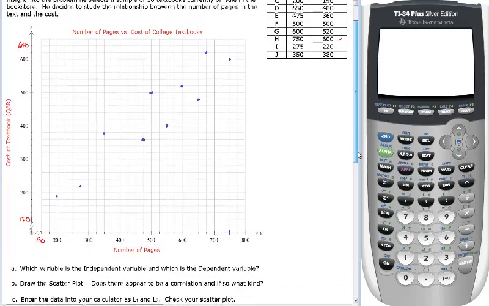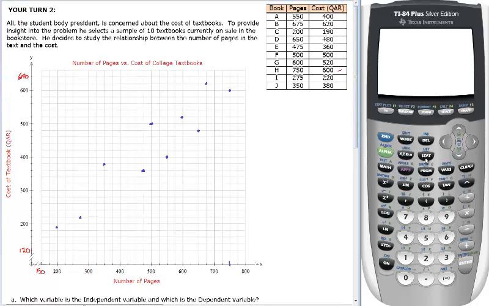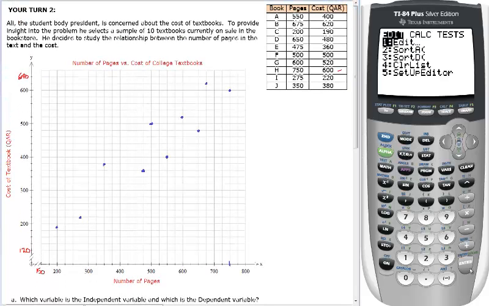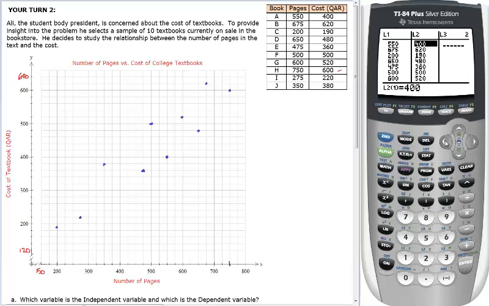Question C, enter the data into list 1 and list 2 and check your scattered plot. Now, I've already taken the liberty to enter those again to save time. You can see I've had both, and remember they're ordered pairs, so they must be across from each other, right? And I've already done that in list 1 and list 2.